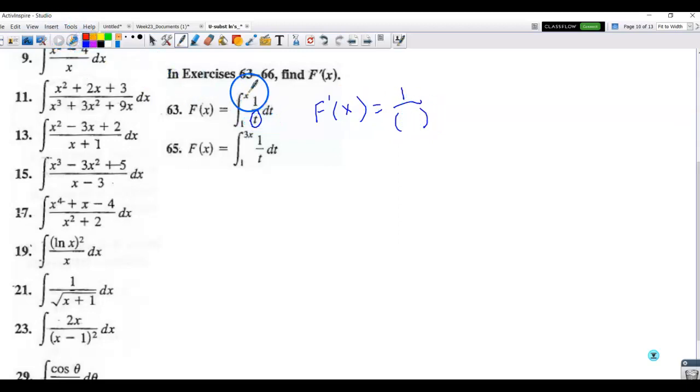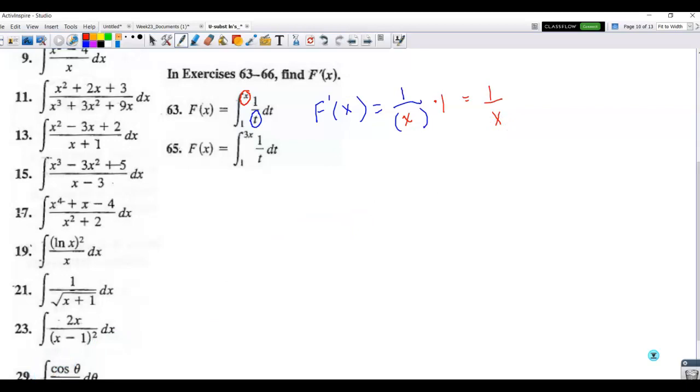Step 2, substitute the new function. So the new function is x, and I'm going to substitute it here. When I take the derivative, I take the derivative of x, not of 1 over x. The derivative of x is 1. So the derivative is 1 over x.